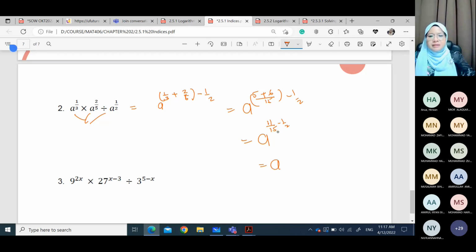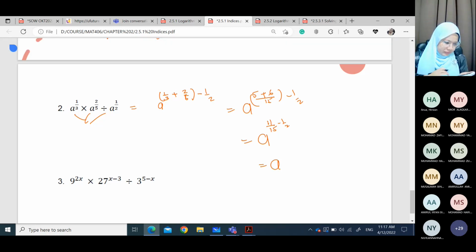Sama juga dengan 11 over 15 minus 1 over 2. Dapat tak? A to the power of 7 over 30. A kuasa 7 per 30. Dapat? Sama juga dengan A kuasa 7 punca 30. Dapat yang ni? Alright. Very good. So kita tengok next. Okay, so yang ini base dia berbeza.